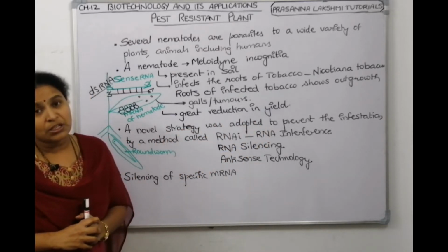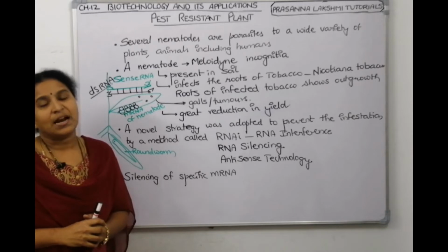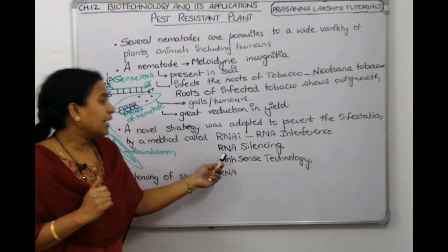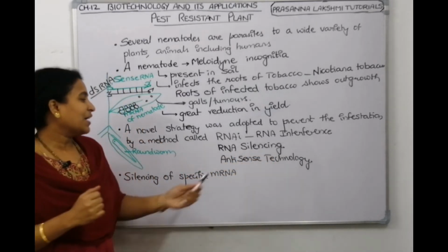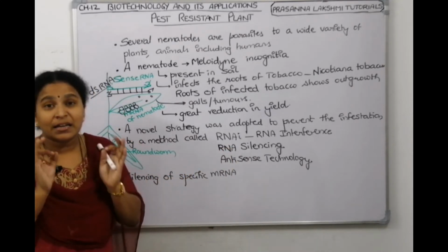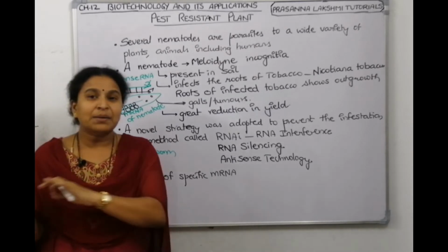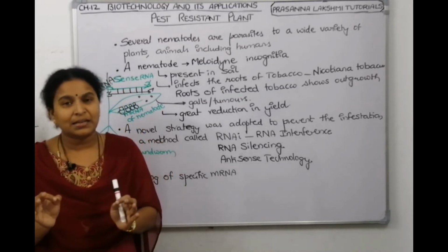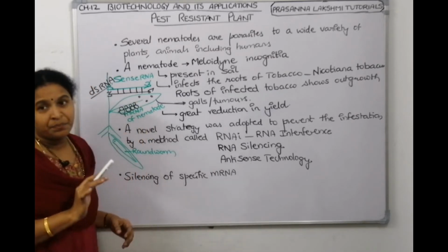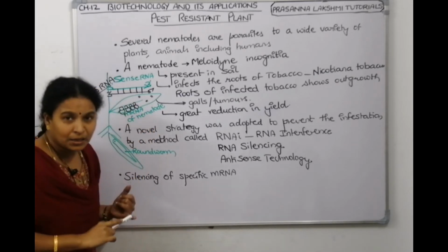Now, how are you going to generate a transgenic tobacco? We came up with a new technology, a novel strategy called RNA interference, also called RNA silencing, also called antisense technology. RNA interference: you are interfering. I am teaching you the class, you are listening, and someone comes and disturbs you, talking about something else. That is interference. You are stopping the nematode's metabolism. You are not allowing the nematode's mRNA to make the toxic protein. That is called RNA interference.